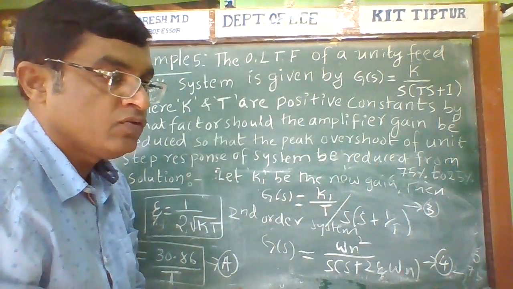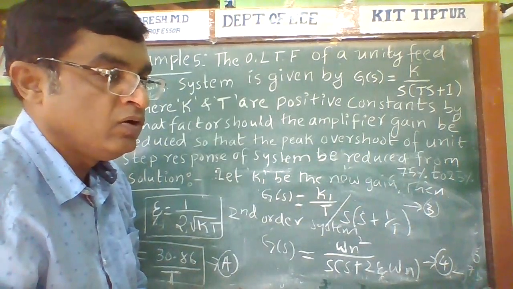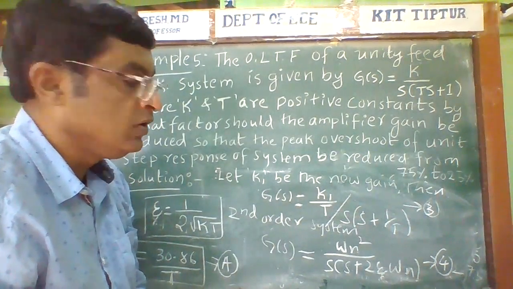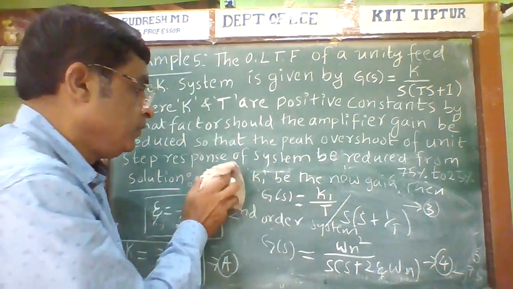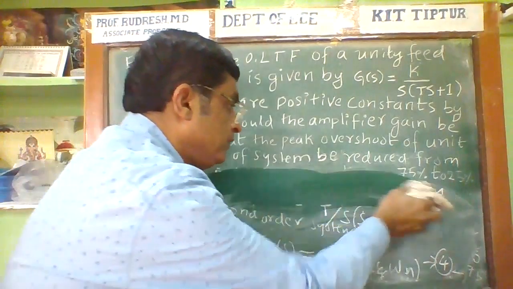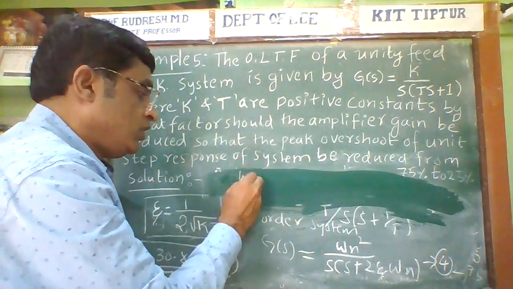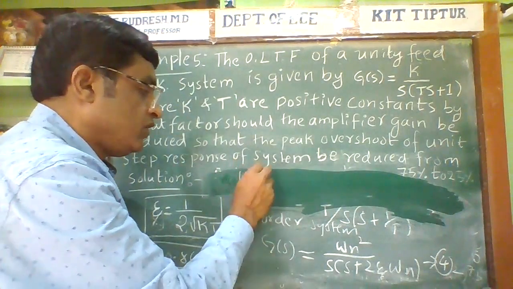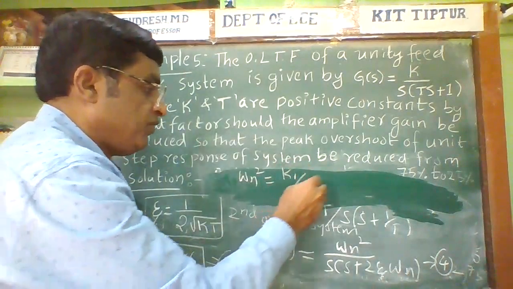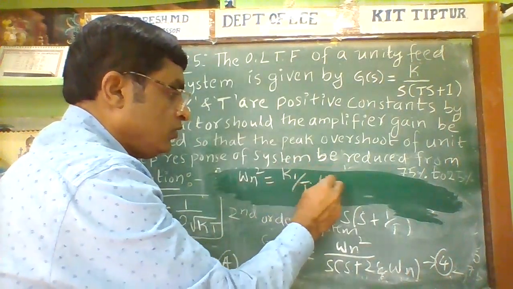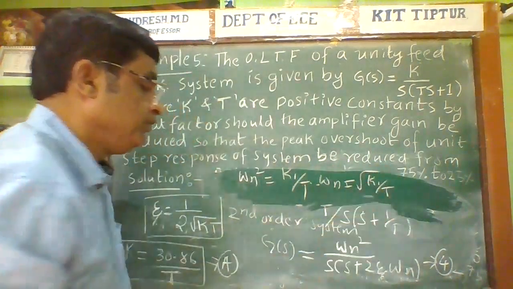Now what will be the omega n square? Similar procedure we need to follow. Here the same procedure, but what is omega? Omega n square is equal to k1 divided by t. Therefore, omega n is equal to square root of k1 divided by t.